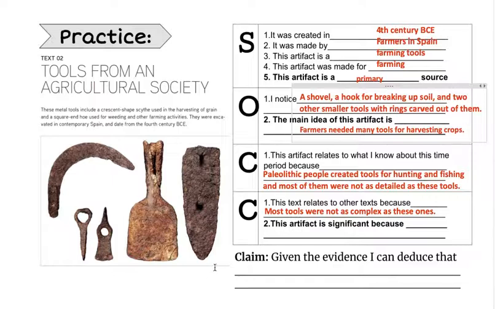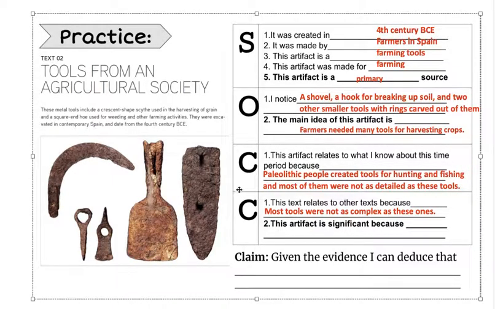Okay, that's just the general idea of what I'm getting from my caption and my source, or from my artifact. Now the C box doesn't have anything new. The C box, the context box, is still you relating to past artifacts you've viewed. I am going to highlight it though because it's important for my claim later. So I just wrote that the Paleolithic people created tools for hunting and fishing, but most of these tools were not as detailed as the ones I'm seeing right here on my left. So I'm going to keep that in mind for later.